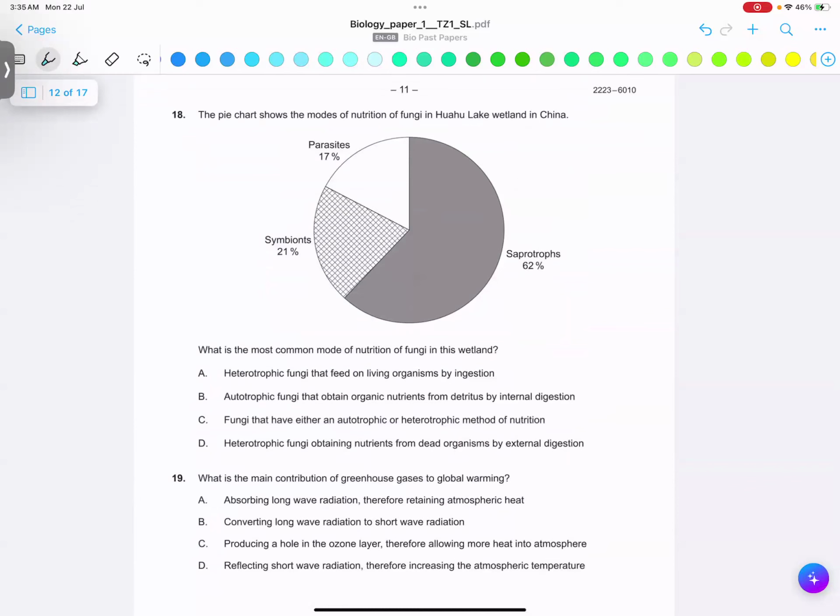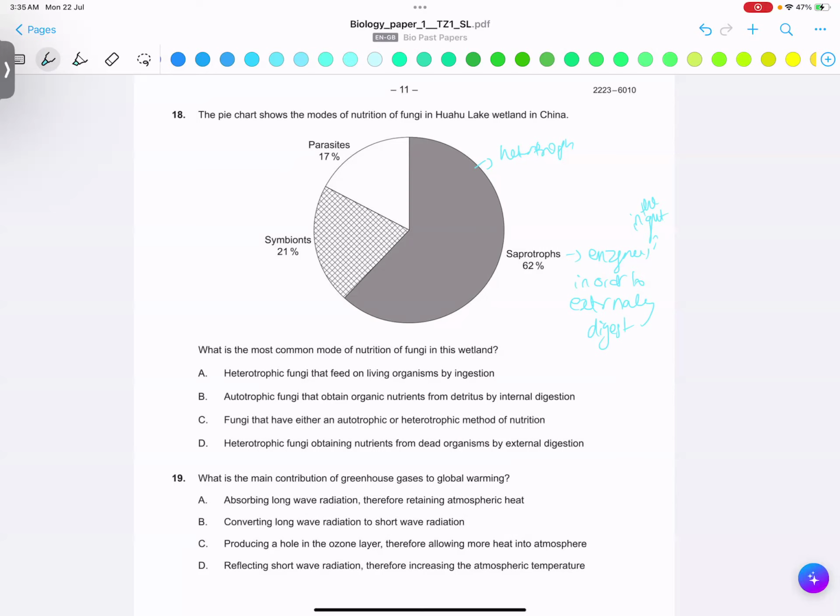Question 18. The pie chart shows the nutrition of fungi in a lake wetland in China. What's the most common mode of nutrition in the fungi of this wetland? Here we have saprotrophs. Saprotrophs are a type of heterotroph, just so you know, and they use enzymes to externally digest. Their enzymes are actually in the gut. This is extremely detailed, but that's in case they ask you any question. Then you have parasites and symbionts.